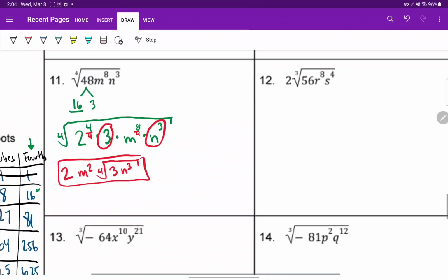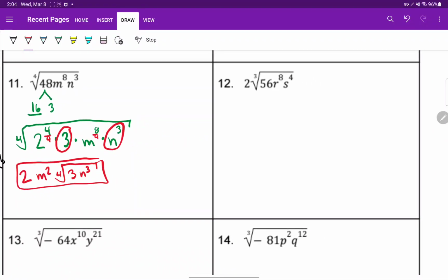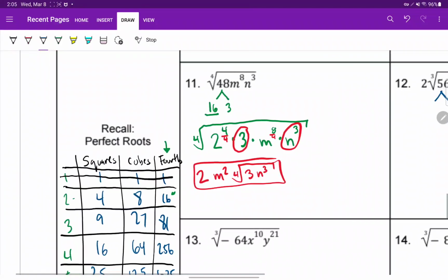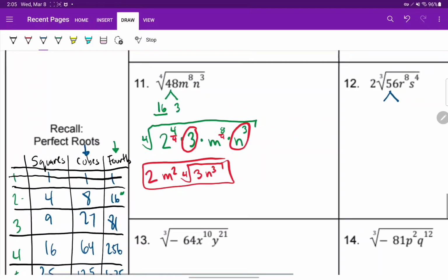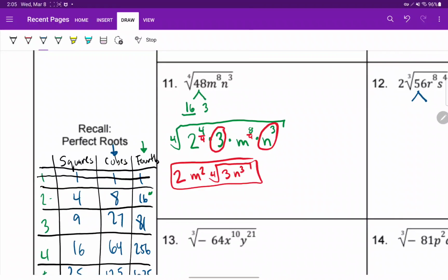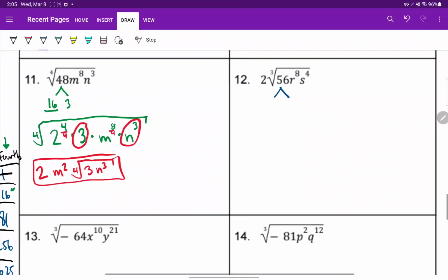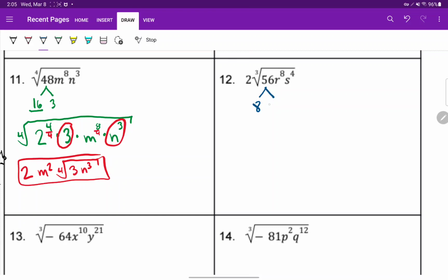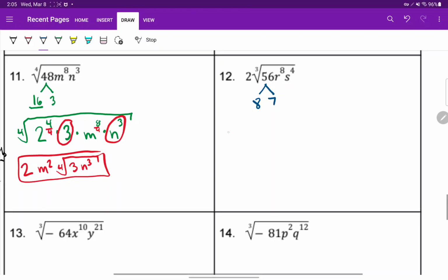All right, on to number 12. For number 12, you'll notice there is a 2 on the outside, so we're going to leave that there. The 56, we're looking for perfect cubes. So right here, I'm looking in this column, the perfect cube column. The first one I divide by is 8. So 56 divided by 8 is 7, and that's actually the biggest perfect cube that fits in there. So now I'm going to start my whole process of breaking this down. I start with the 2 on the outside, because that's right there.